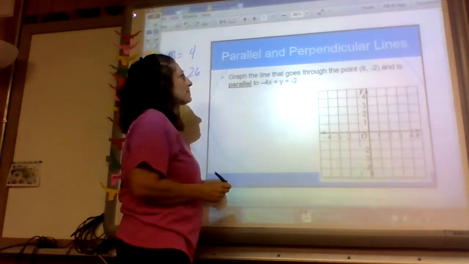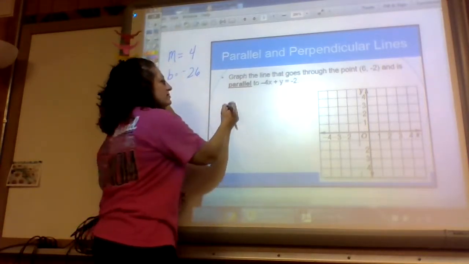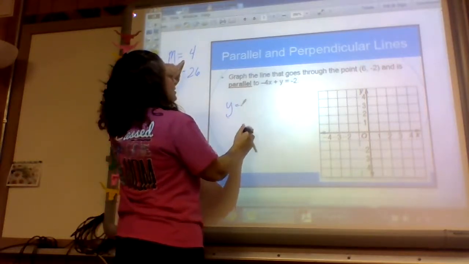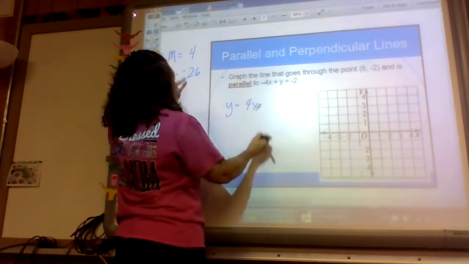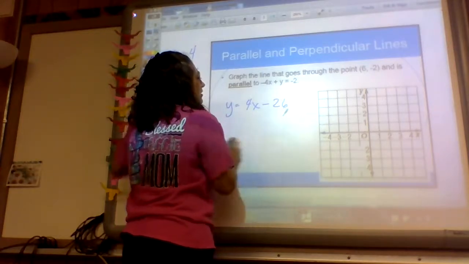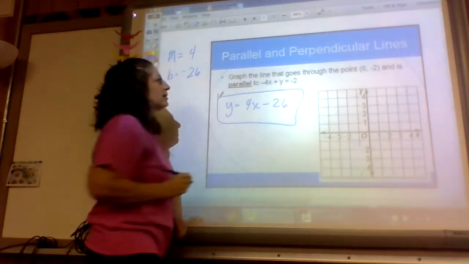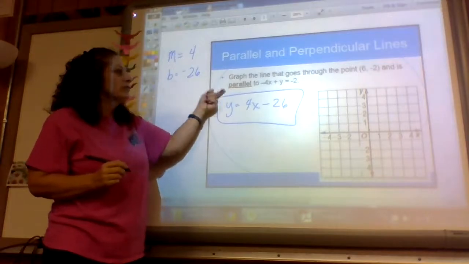That'll work. My third thing will be to substitute in. I found the m I needed, so 4x, and substitute in the b that I found. There is my equation of my line parallel to this.